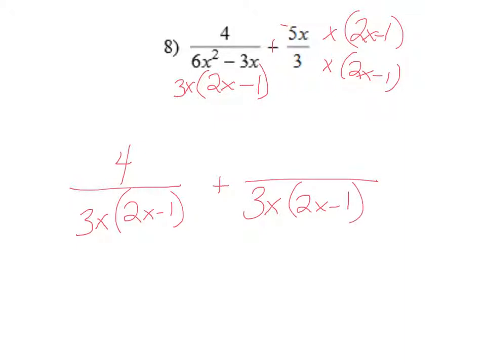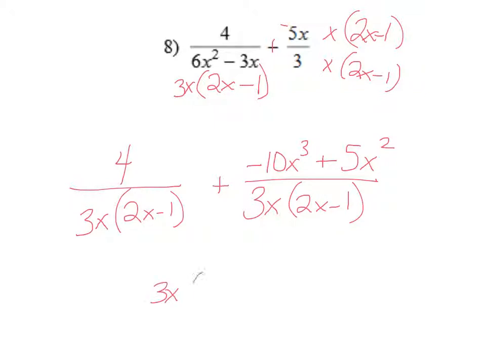Okay, so in the numerator, again, think of this as negative 5x squared times 2x. That would get me a negative 10x cubed. All right, let's do it again. This is negative 5x squared times negative 1, so that'll become a plus 5x squared. All right, last step, let's combine these.